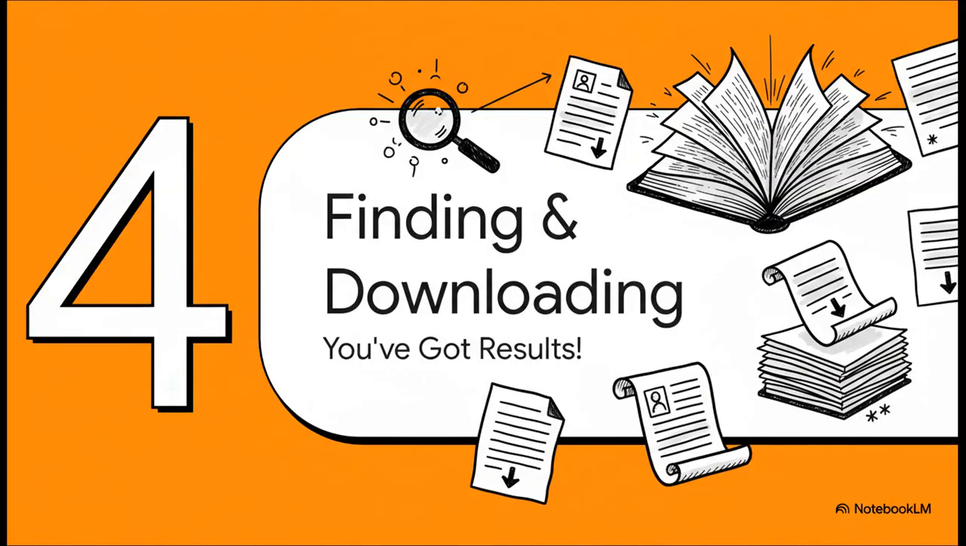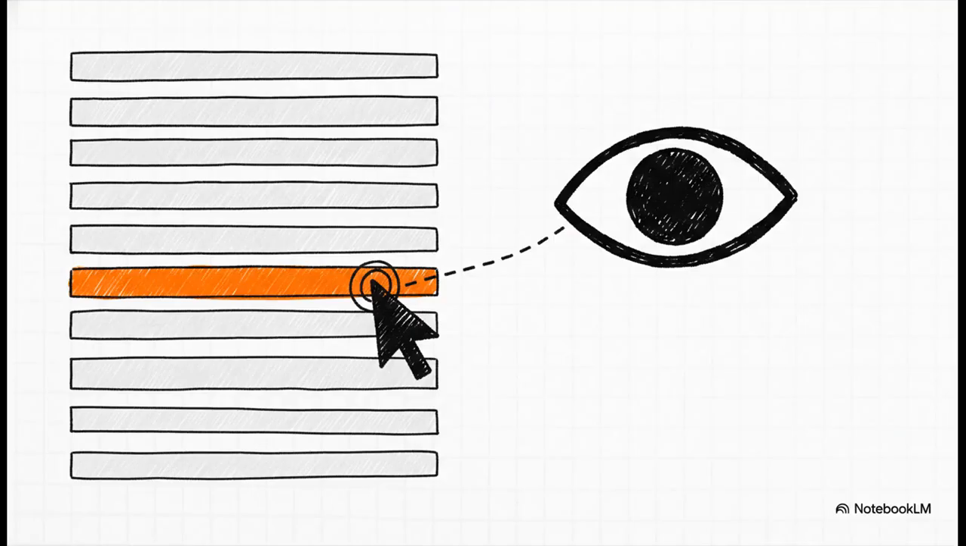And success. You should be looking at a list of potential articles right now. So the next step is figuring out which one is the right one and actually getting your hands on it. Just scroll through that results list. It's kind of like a Google search. You're just looking for a title that sounds like it really hits the nail on the head for your topic. See one that looks promising? Go on and click the title.